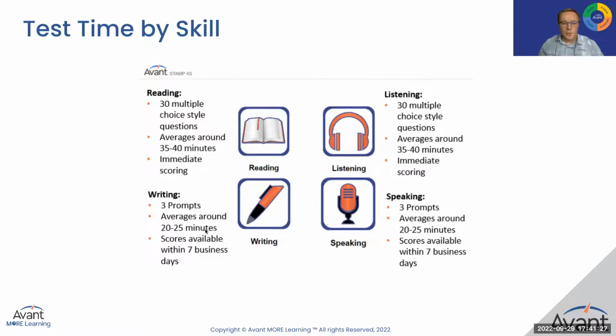The average test taker takes 20 to 25 minutes to complete the 3 writing prompts, and another 20 to 25 minutes to complete the 3 speaking prompts. On those sections, scores are typically available within 7 business days. Those are scored or rated by human raters, who are generally current or former teachers and professors, and they're trained frequently to make sure that their scores are accurate and consistent.